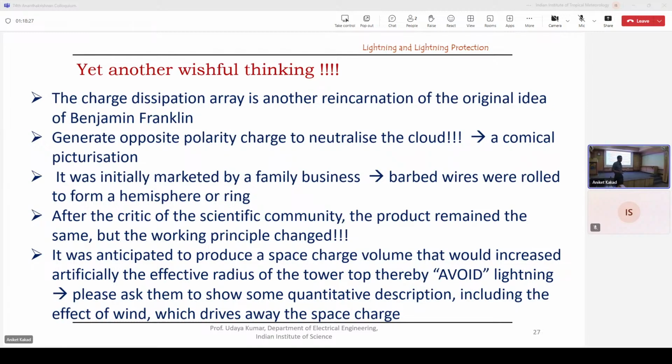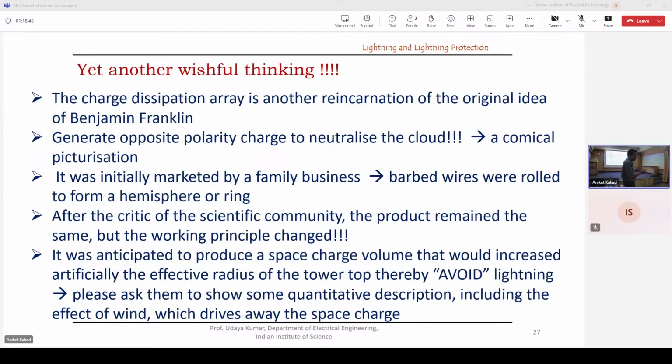Initially Franklin also thought this way. They thought if you put a grounded conductor, it will dissipate charge. Those charges will go to the cloud and neutralize the charge. Oh God, the mobility of the ions in air is so small, it can never reach the cloud. So this is the unfortunate thing.